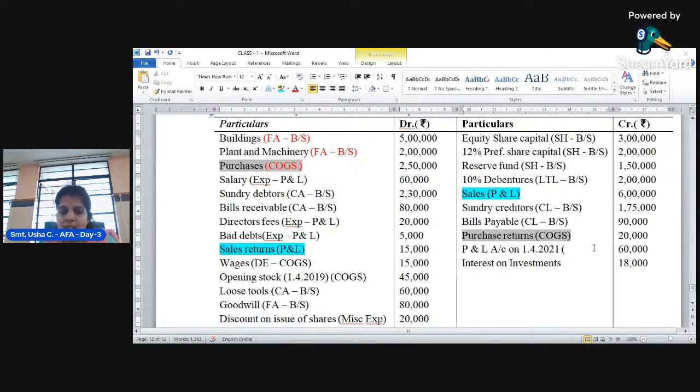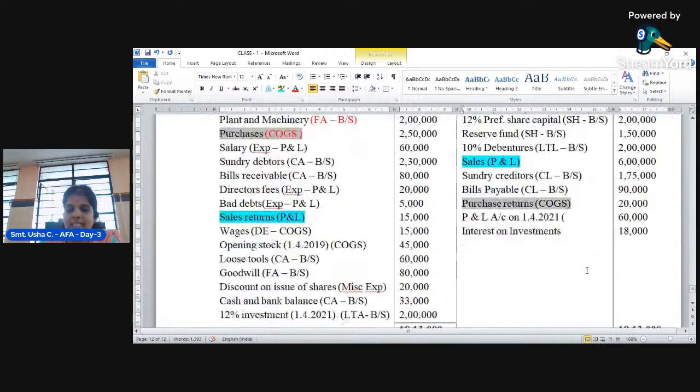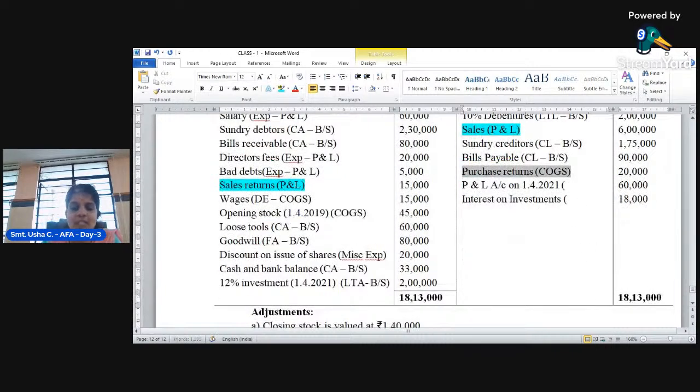Profit and loss account on 1/4/2021 is a loss or income. Kindly tell me whether this profit and loss account, whatever the information of 60,000 is given, is a loss or profit. That is a question to you. Come on, fast. Next is interest on investment.